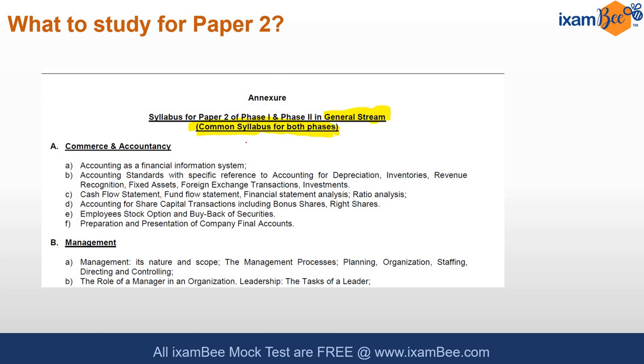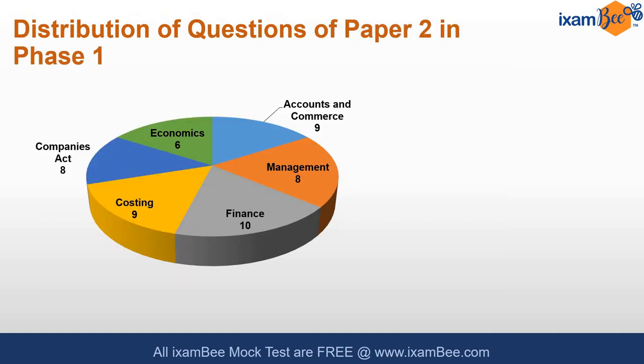So what you have to study for paper 2, as what you have studied in phase 1, the same thing you have to revise and go deeper into the concept. So the syllabus is same, that is the good part. So the 25 days are very good enough time for you to revise all your topics and practice for descriptive English. Let's have a look at the distribution of questions in phase 1 once again, so as to know how the questions are asked.